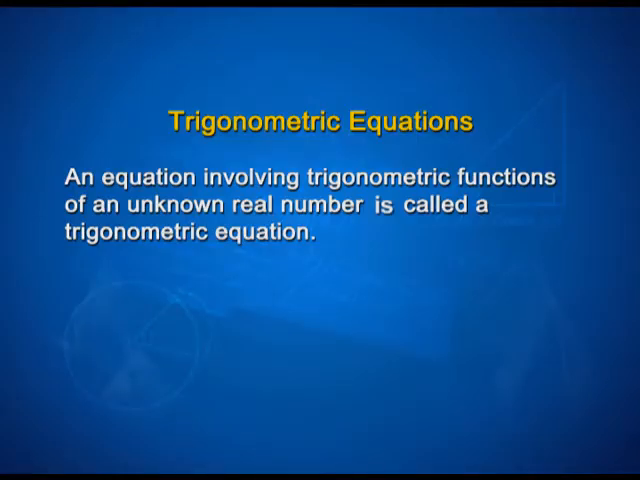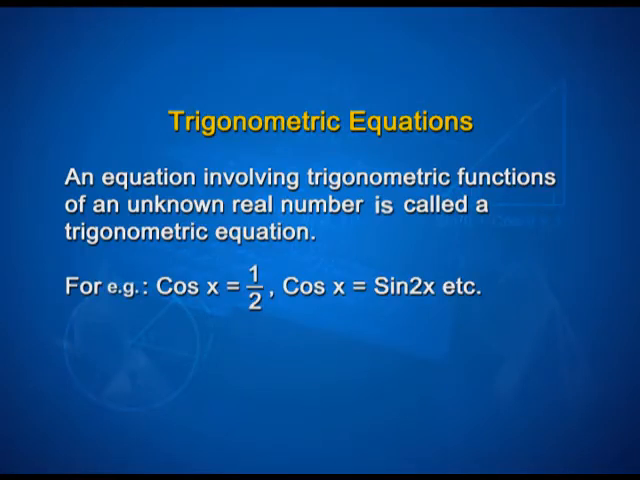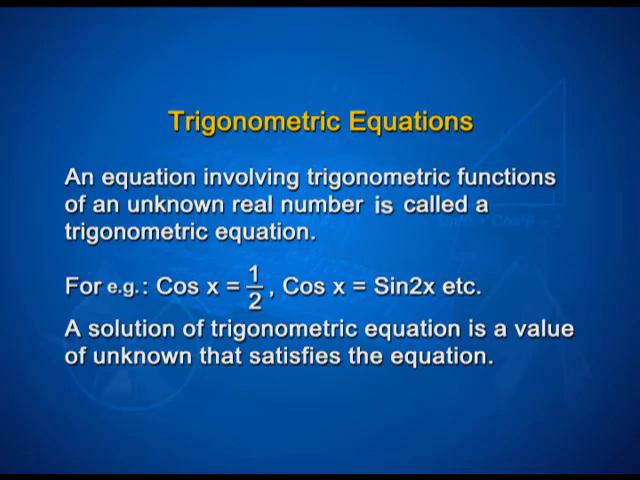An equation involving trigonometric functions of an unknown real number is called a trigonometric equation. For example, cos x is equal to 1 upon 2, cos x is equal to sin 2x, etc. A solution of a trigonometric equation is a value of the unknown that satisfies the equation. Since all trigonometric functions are periodic, trigonometric equations usually have an unlimited number of solutions.